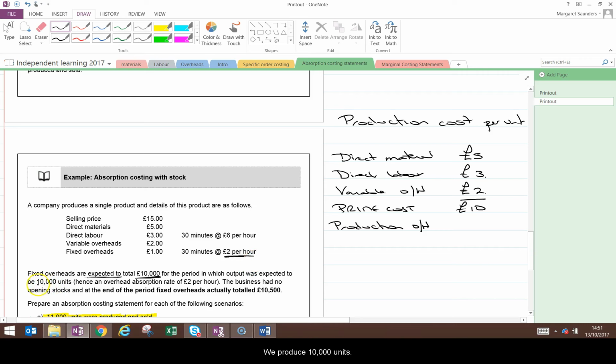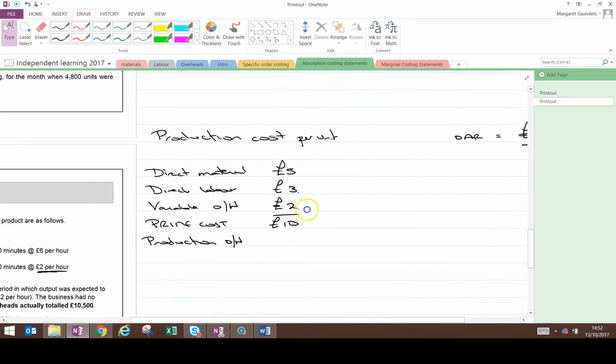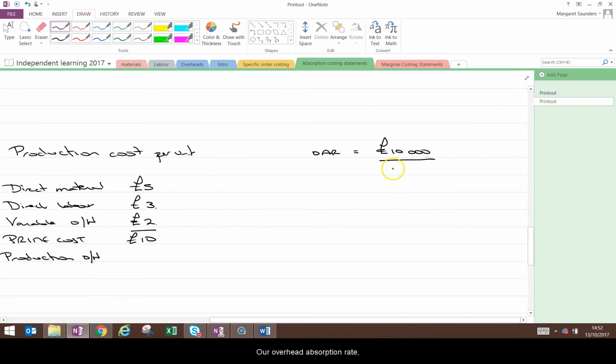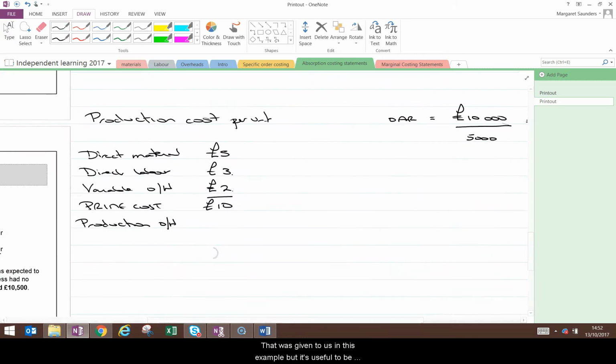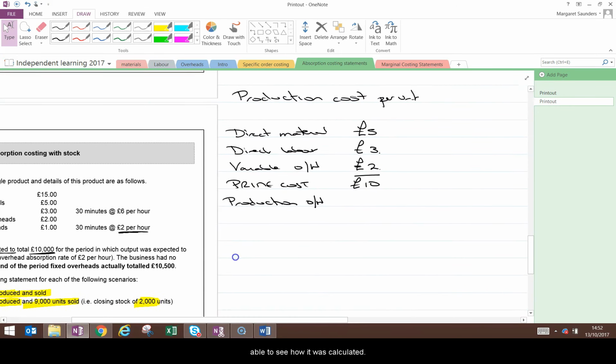Now we produce 10,000 units. Each unit takes 30 minutes. So 10,000 units at 30 minutes a unit is 5,000 hours. So our overhead absorption rate, £10,000 divided by 5,000, and that's where the £2 per labour hour figure comes from. So that was given to us in this example, but it's useful to be able to see how it was calculated.